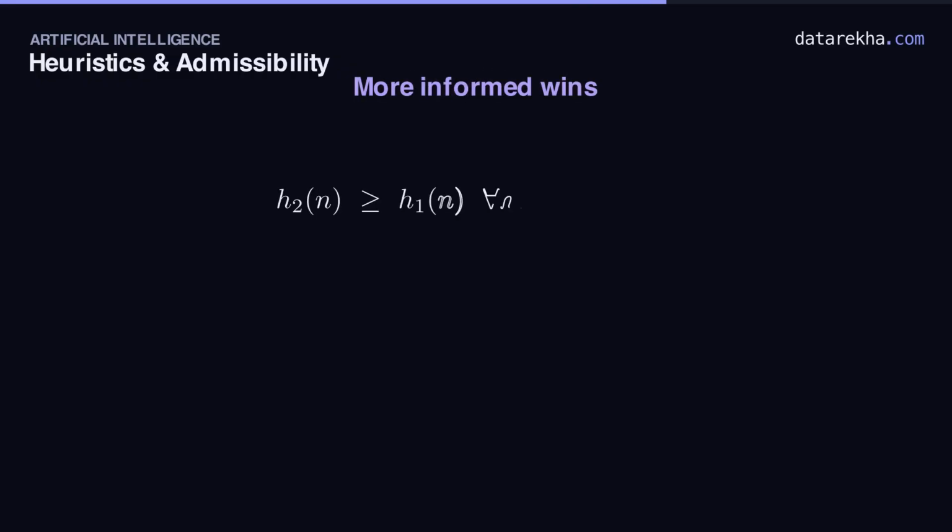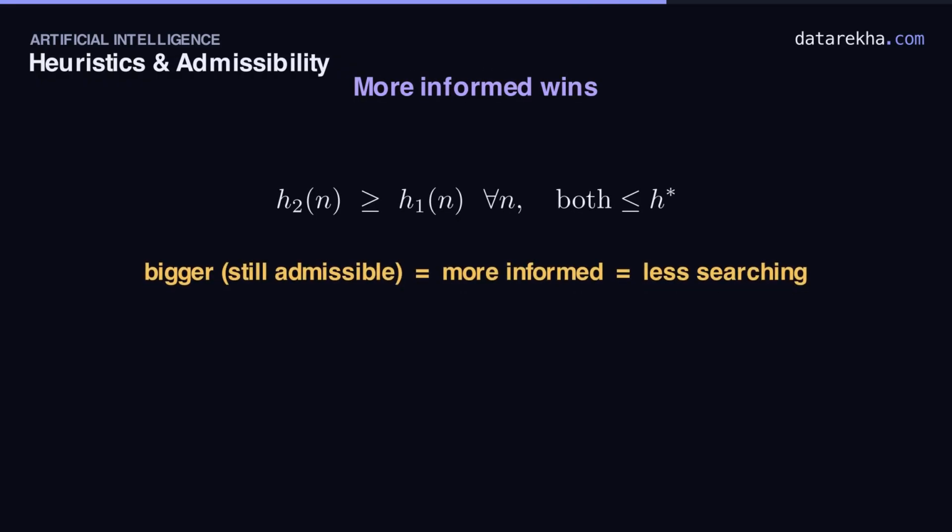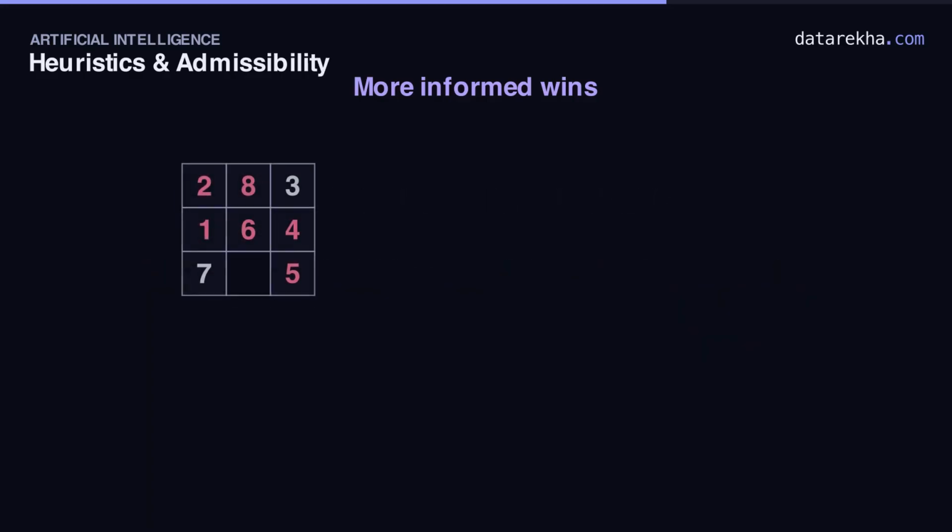One last idea, and a practical one. Among admissible heuristics, some are better than others. If one heuristic is at least as large as another at every node, while both stay honest, we say the bigger one dominates, and a bigger admissible heuristic expands fewer nodes. It's more informed.